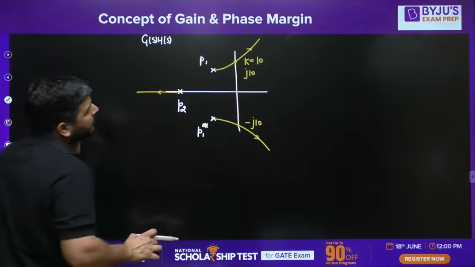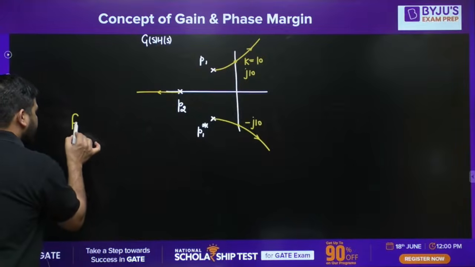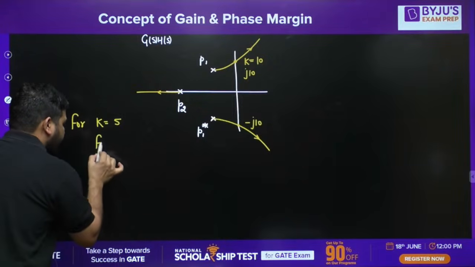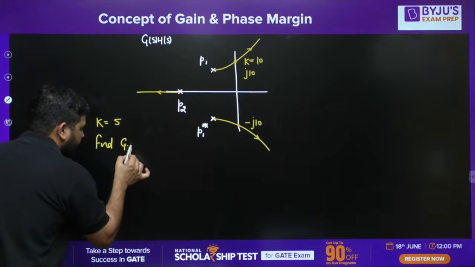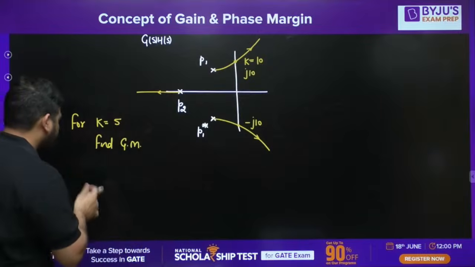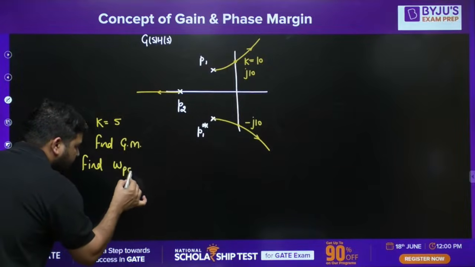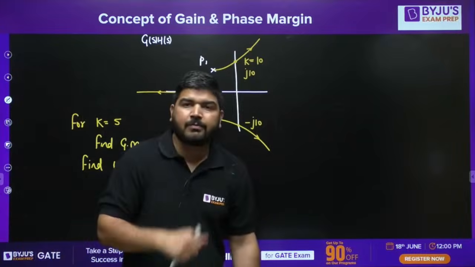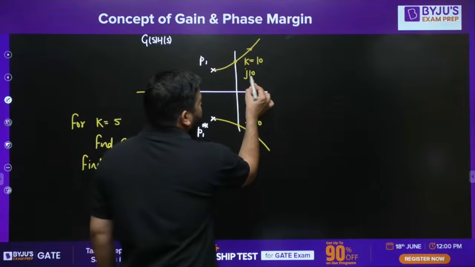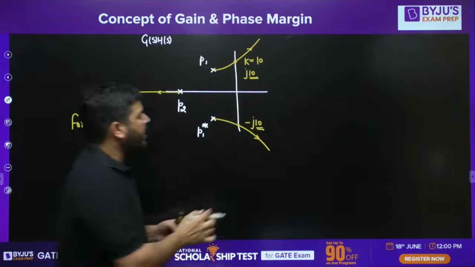Now, what is given is, for K equal to 5, find gain margin. We need to calculate the gain margin. Find omega PC, the phase crossover frequency. We need to calculate the phase crossover frequency also. Now, the phase crossover frequency can be known from this point only. This point itself will tell you about the phase crossover frequency. So omega PC is 10.